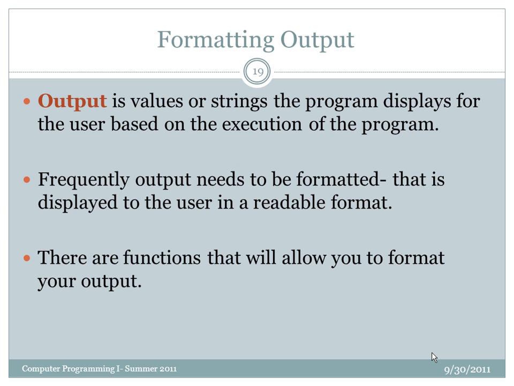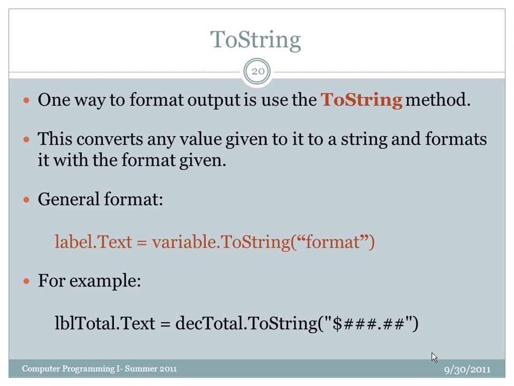Many times we want that output to be formatted so that it is in a more readable format for the user. There are different functions that you can use that will allow you to format your output. The first way to format is to use the toString method. What this does is it converts the value that it's given, such as a double or an integer or any other numeric value, to a string, and then it formats it with whatever format is given.